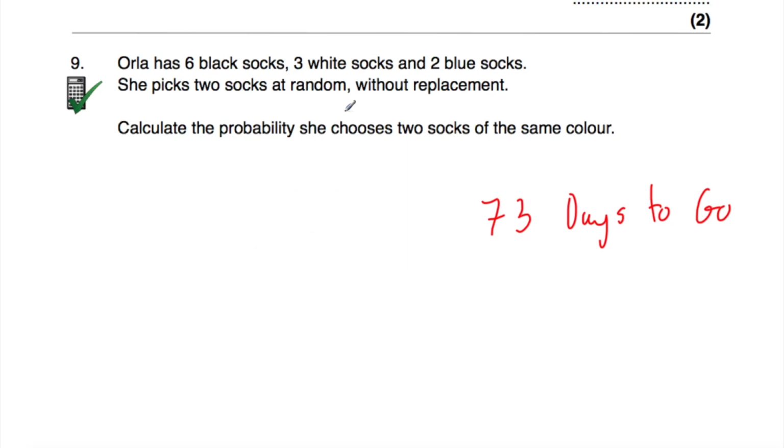Then you would do the same thing for a white sock and a white sock, and also the same thing for a blue sock and a blue sock. And then once you have the probability of 2 black socks, 2 white socks and 2 blue socks, add them together and that'll be the probability that she chooses 2 socks of the same colour. So that's the hint for that question.